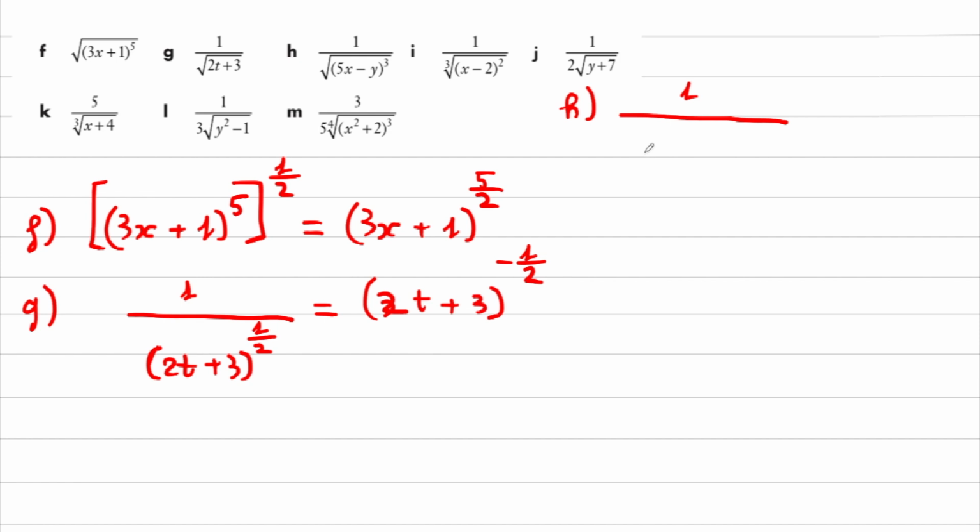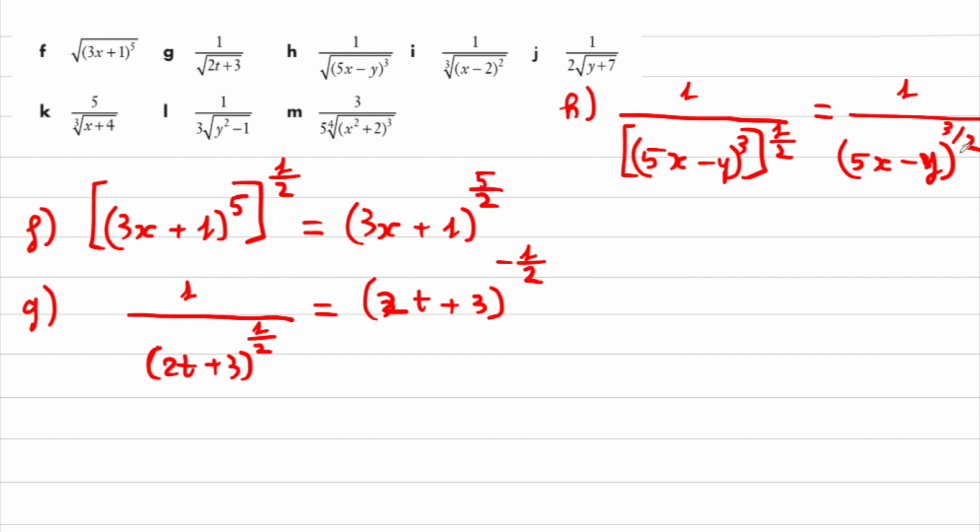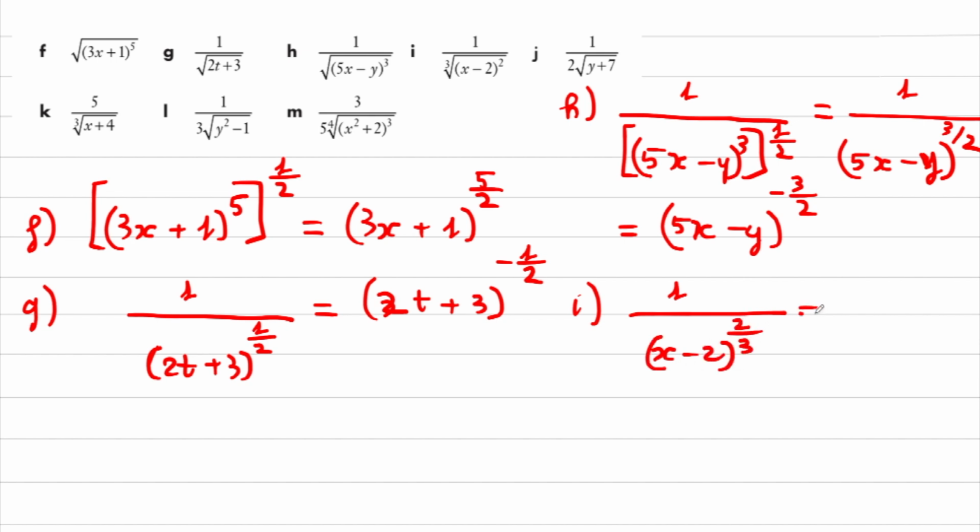And the same idea with question H. You will have the outside of this index being 1 over 2. So for this writing 1 over 2, I will have 5x plus 3 plus y here to the power of 3 over 2. After that, you get 5x minus y to the power of negative 3 over 2. Question I, I will have this one: x minus 2 to the power of 2 over 3, and then you get x minus 2 to the power of negative 2 over 3 by this writing.